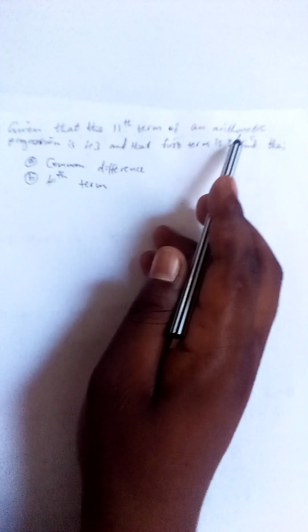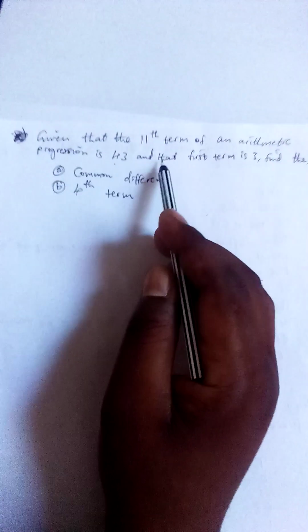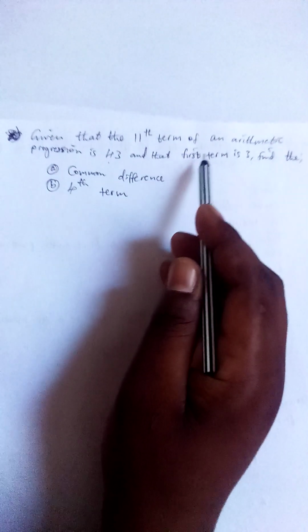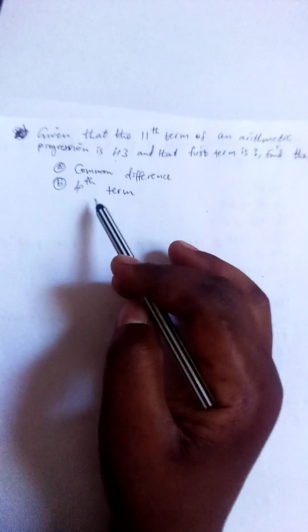Given that the 11th term of an arithmetic progression is 43 and that the first term is 3, find A, common difference, B, fourth term. I'm sorry for that poor graphic.